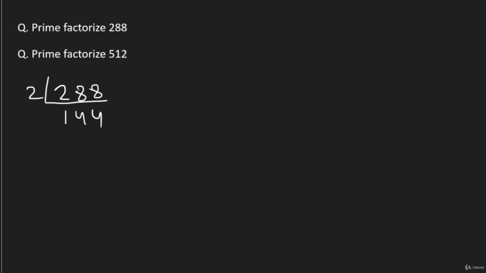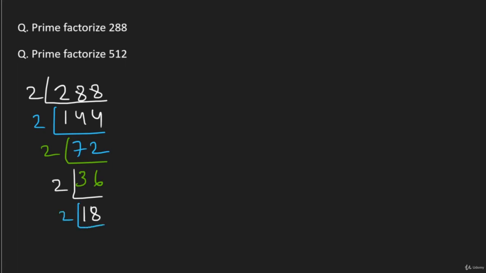Now, what is a factor that you can take out from 144? You can see that you can take out 2, because 144 by 2 is 72. So let me take out 2 and I'm left with 72. Let me again take out 2 and I'm left with 36. Now 36 is also a multiple of 2. Let me again take out 2. I'm left with 18. I take out 2 again. I'm left with 9.